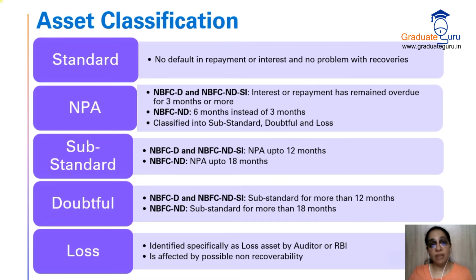how many months the default is for. If up to 2 months, it's completely fine. Let it remain standard. Once it crosses 2 months, the third month has passed and it is still in default, then you categorize it as substandard. If it remains NPA for 12 months, then call it substandard. Once it remains substandard for 12 months, then call it doubtful.